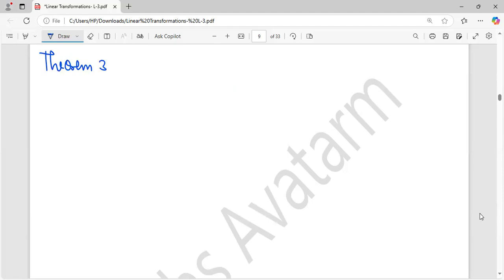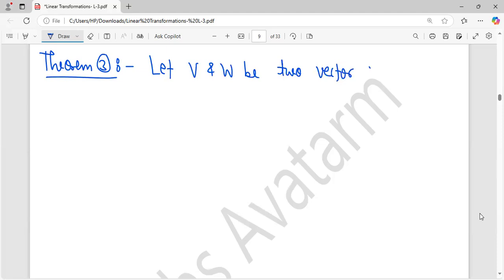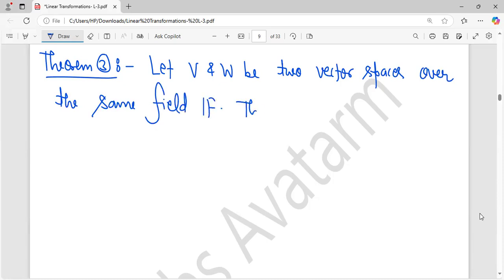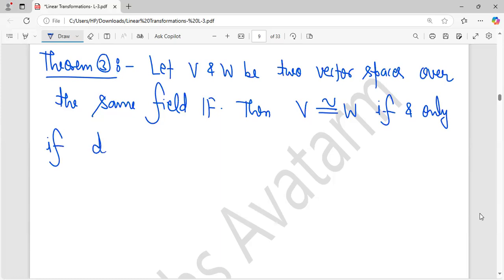Theorem: Let V and W be two vector spaces over the same field F. Then V is isomorphic to W if and only if the dimension of V is equal to the dimension of W.